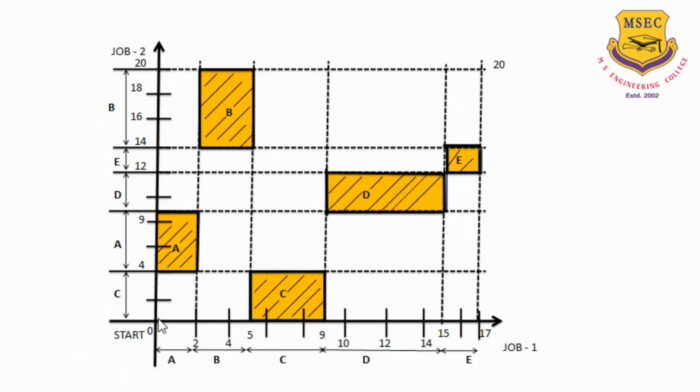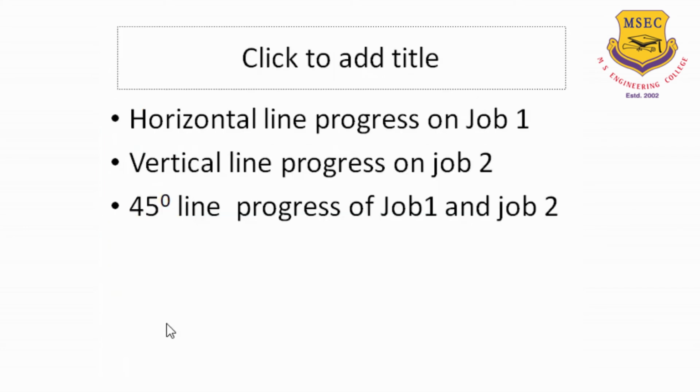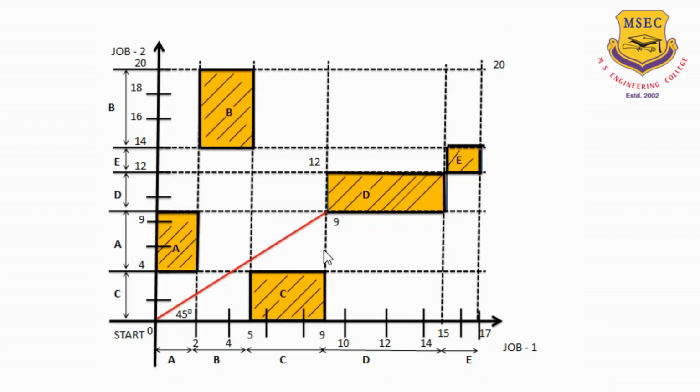Suppose I have to start both simultaneously, that means I have to take a 45-degree line. If I write a 45-degree line, it means that job 1 as well as job 2 are getting processed at the same time. So we are interested in writing down the 45-degree line, horizontal line or vertical line, and seeing that finally we complete all the activities for job 1 and job 2. Right. So now, how are we going to write these lines? As I said, the horizontal line is progress on job 1, the vertical line is progress on job 2, and 45 degrees is progress on job 1 and job 2.